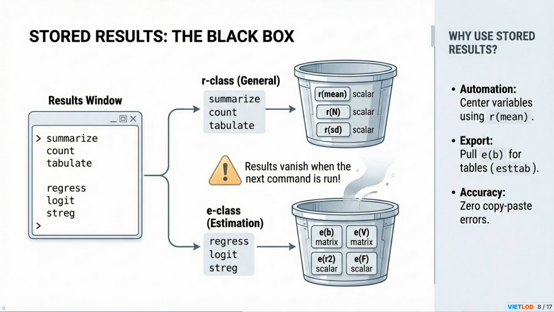A critical feature is that these results are temporary. They vanish as soon as you run the next command. Therefore, you must use them immediately. We use stored results for three main reasons: automation, like centering a variable using the stored mean, r(mean); export, like pulling the e(b) vector into a publication quality table; and accuracy, as it eliminates copy-paste errors.